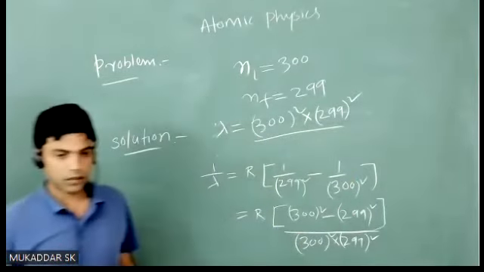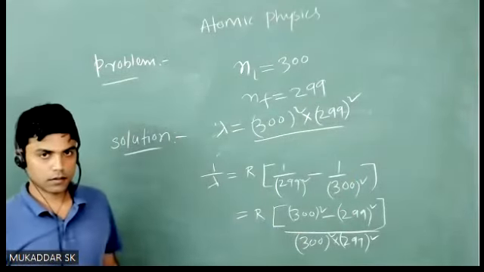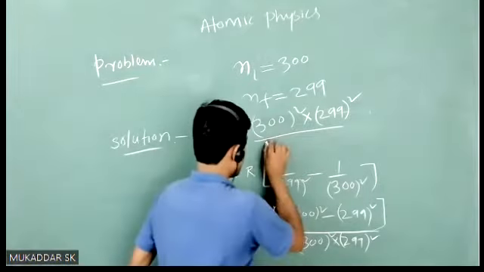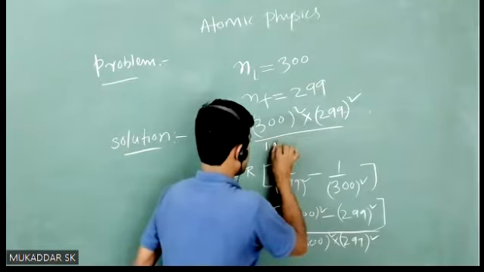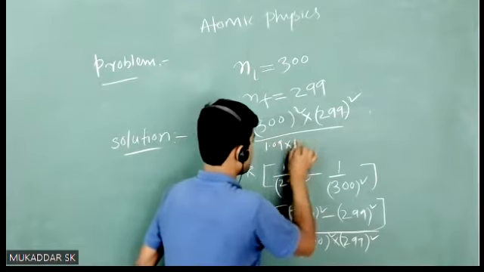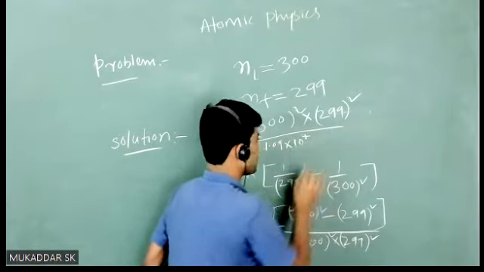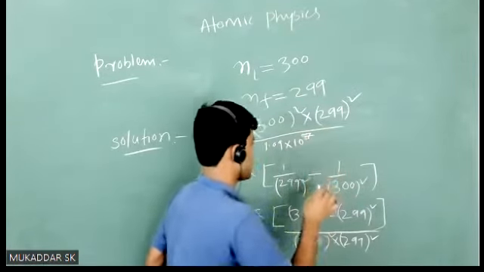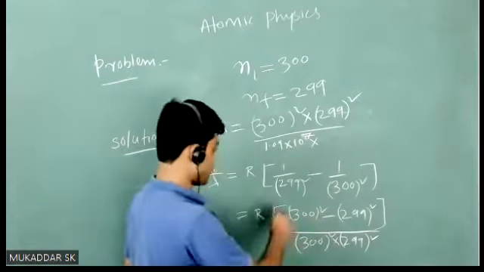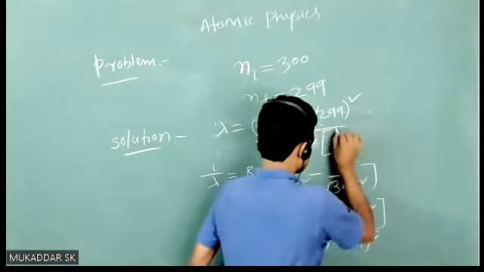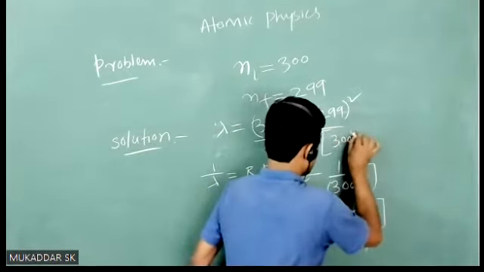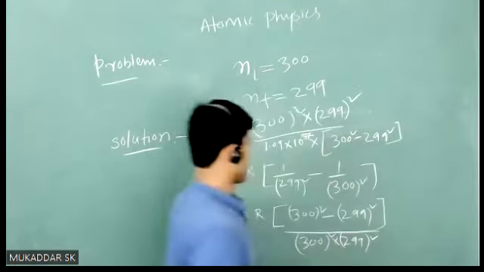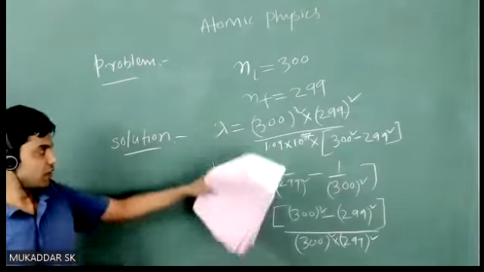R is how much? Anyone? If you remember, I have written that R is Rydberg constant. Its value is 1.09 into 10 to the power 7 meter inverse. Then you have another factor, that is 300 square minus 299 square. Okay. Now it is a simple calculation.